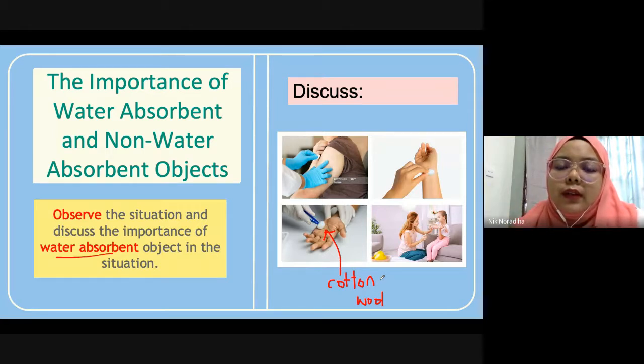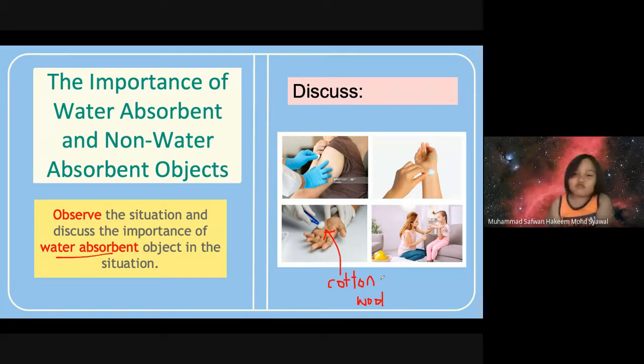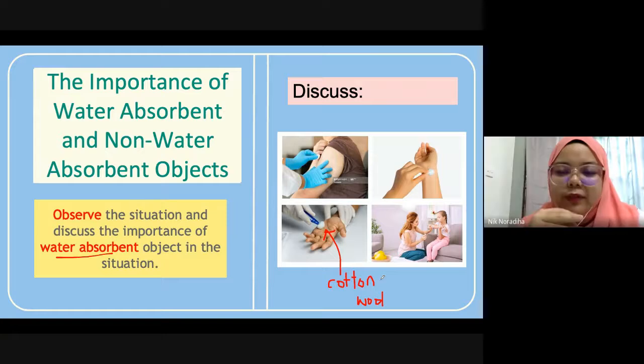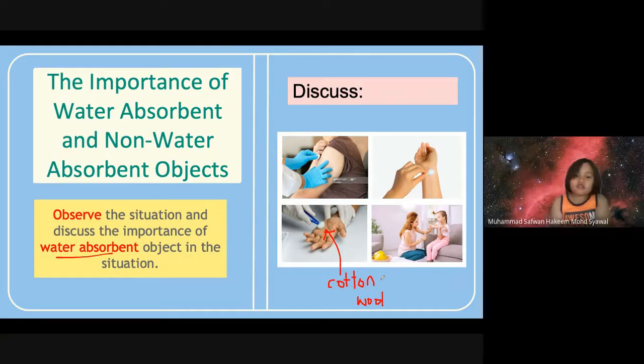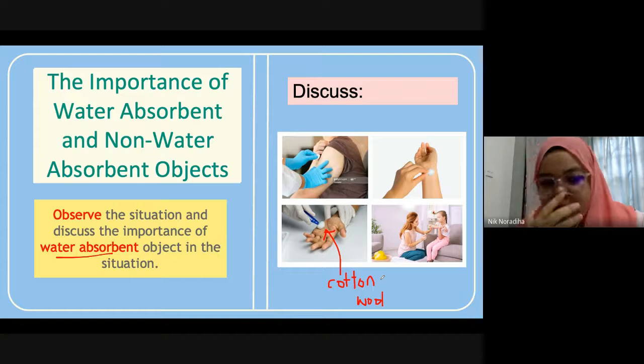So this, please turn off. I don't know what is that, cotton wool. Please turn off your microphone. Turn off your microphone for teacher to explain.